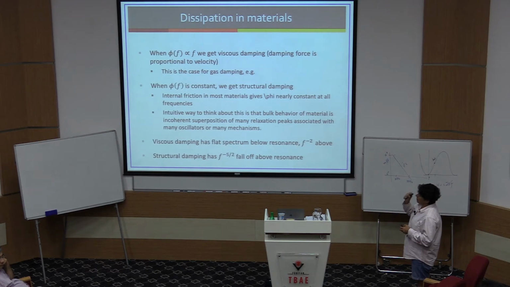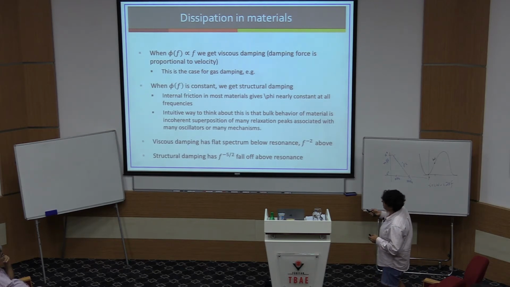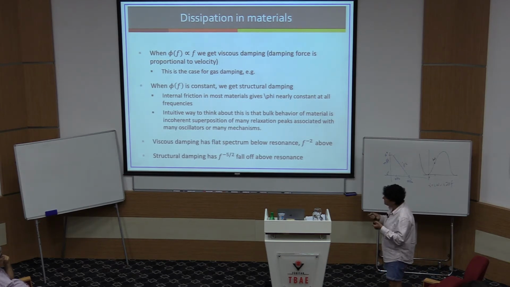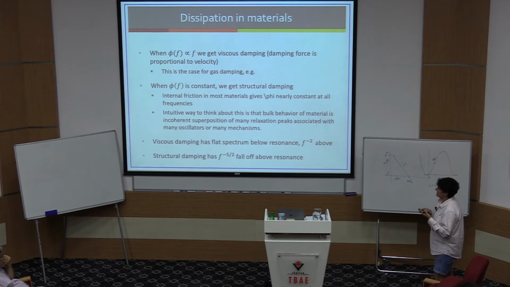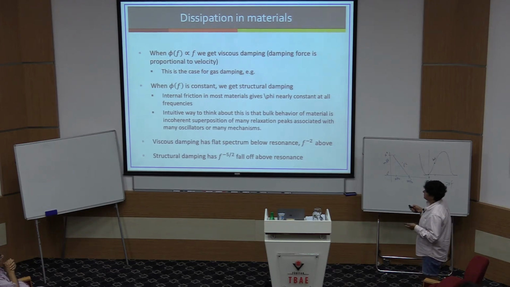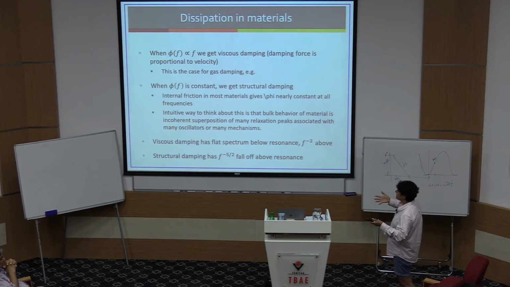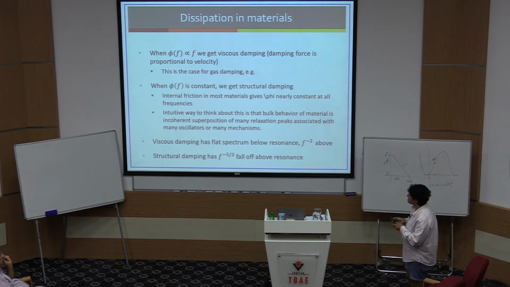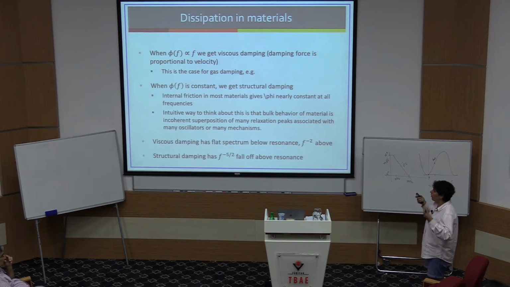When phi is roughly constant as a function of frequency, we get something called structural damping. And this is the damping that occurs in most materials. It is due to internal friction in materials, okay? And the intuitive way to think about this is that it's independent of frequency, because in the bulk behavior of materials, anytime you have relaxation, relaxation means damping, but all the different modes are incoherent with each other and relaxing at different time scales, and so the incoherent superposition of those is just a frequency independent loss.